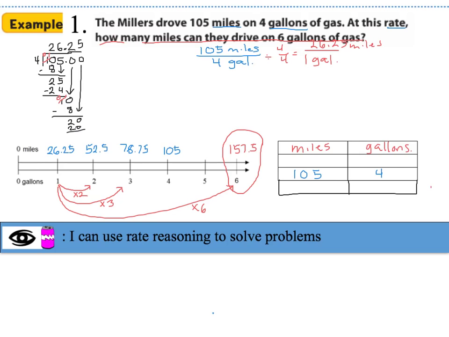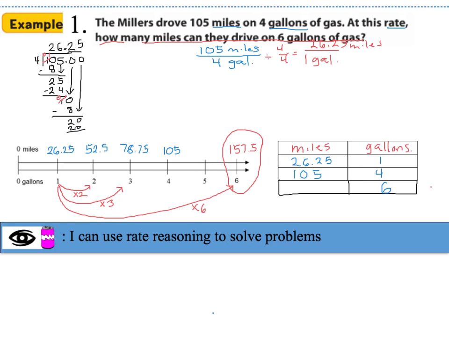And since we already calculated the unit rate, I'm going to place 26.25 miles per 1 gallon on the first row because once again that is my unit rate. So now that I have my unit rate, I can go ahead and figure out the answer to this problem. I'm going to place a 6 in 6 gallons because that's what they're asking me in the problem. It says how many miles can they drive on 6 gallons.